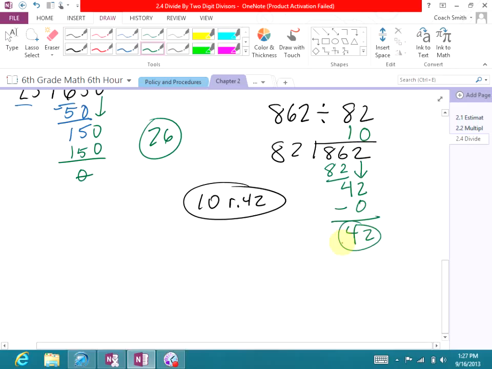So there's your remainder. Okay, and then obviously your 10 is right here. Okay, so 10 remainder 42 would be your answer.